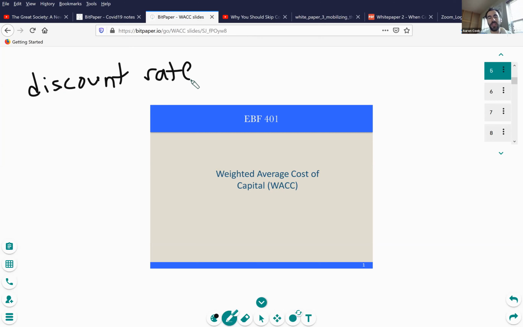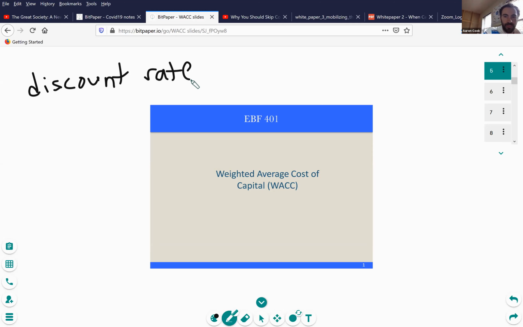Back in the section of the course where we were talking about investment decision rules, we assumed some discount rate and we discounted future cash flows by that rate. We were taking that as given. In this part of the course, we're going to be talking about where that rate actually comes from. So this weighted average cost of capital is synonymous with the discount rate that we were looking at before.